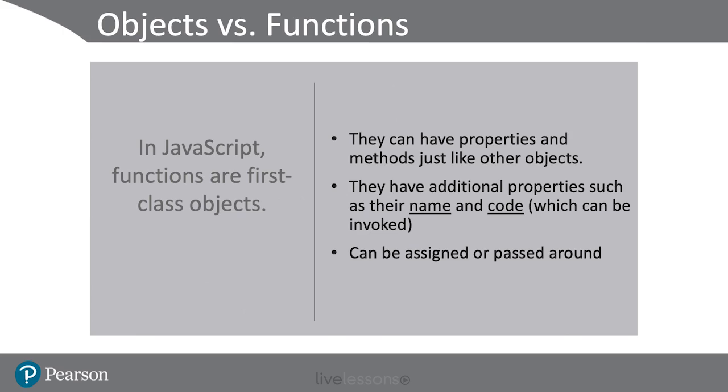And in fact, they happen to have two special properties, which is the name of the function and the code. So all in all, functions in JavaScript are just simply objects behind the scenes. And as we know by now, they can be assigned and passed around just like any other variable.